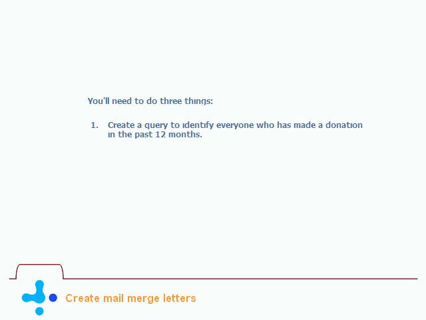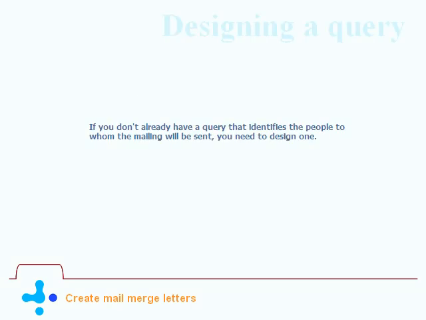First, create a query to identify everyone who has made a donation in the past 12 months. Then, create the new mail merge letter. And finally, run the mail merge and select the letter. If you don't already have a query that identifies the people to whom the mailing will be sent, you need to design one. If you need help with this, watch the tutorial entitled Create a Query.